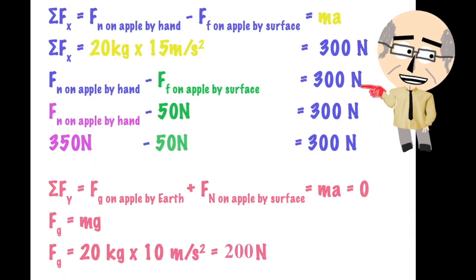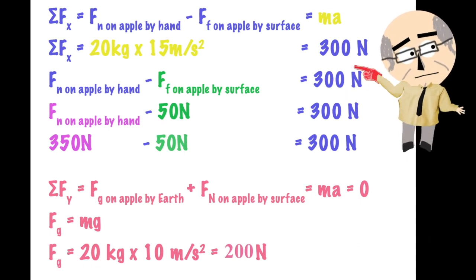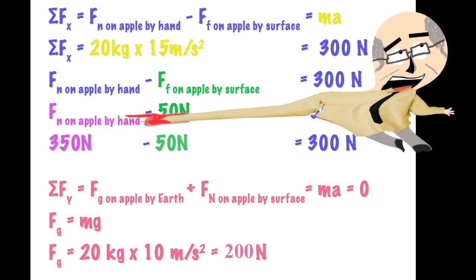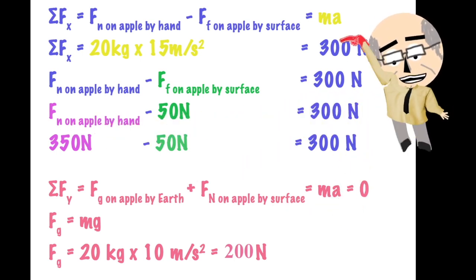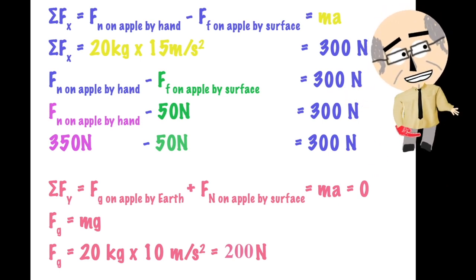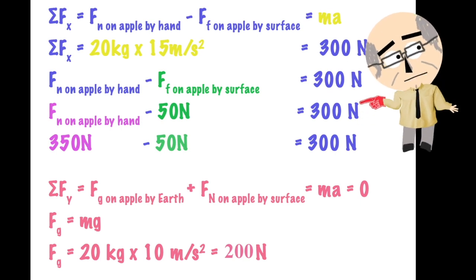Now that you understand basic balanced forces, let's move on to something more complicated: unbalanced forces. Imagine now that the apple is being pushed by the hand and is accelerating at a constantly increasing velocity of 15 meters per second per second. Its mass is 20 kilograms, and the frictional force between it and the surface is 50 newtons. Now, remember that because we'll use it later.